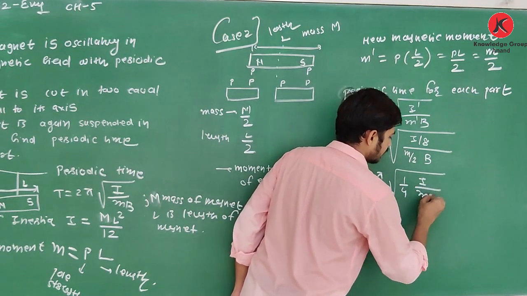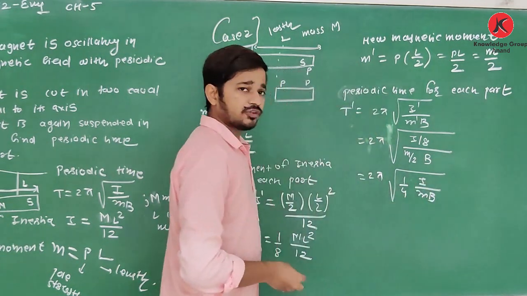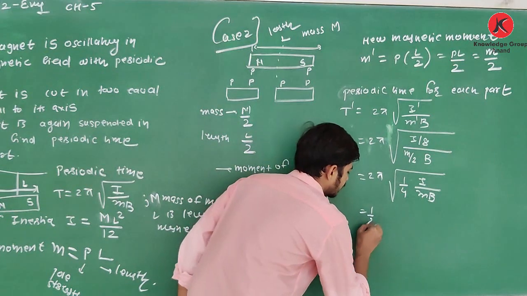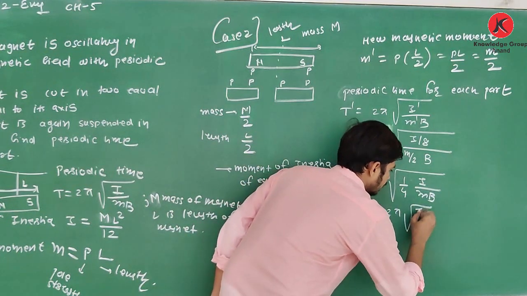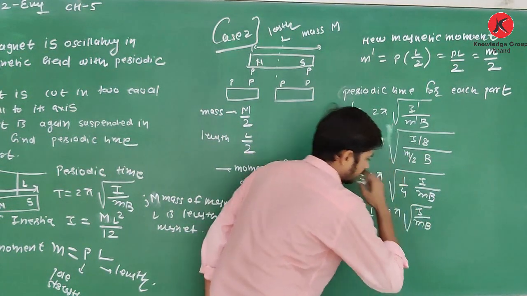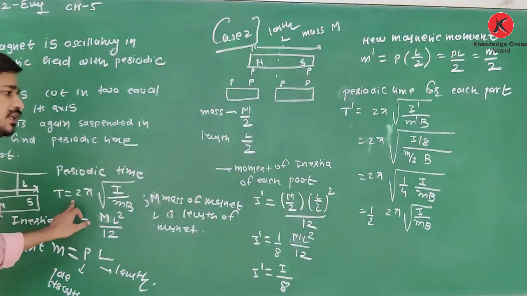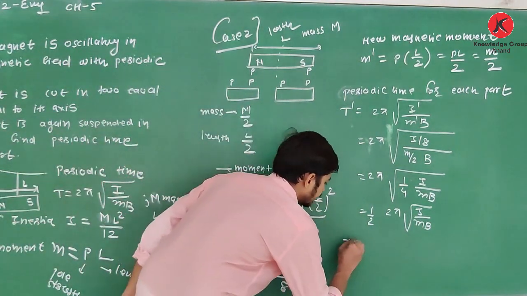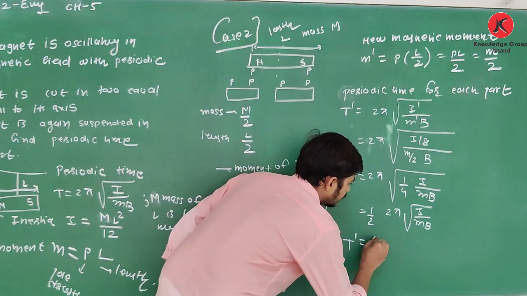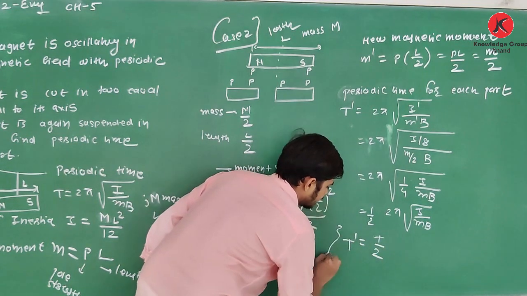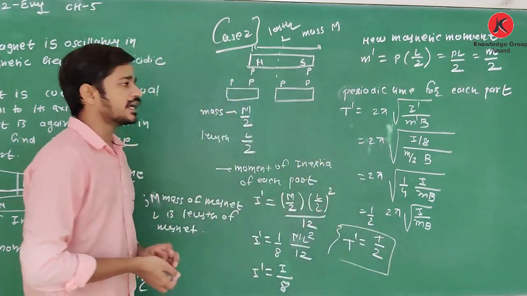I upon M. 1 upon 4 under root, its value is 1 by 2. So it is 1 by 2 times 2 pi under root I upon MB. What is 2 pi under root I upon MB? That is T. So here we can say T dash is equal to T by 2.